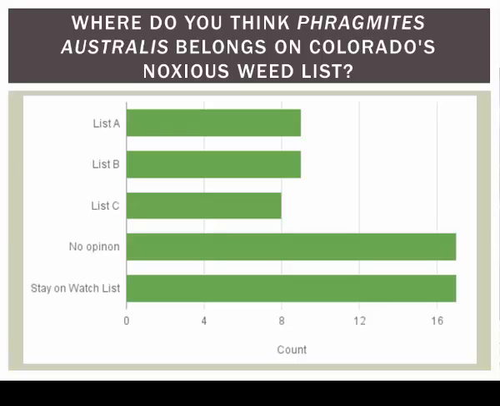List C is, we focus on biocontrol agents and things like that because whether or not it's worth putting time and effort on the ground to get rid of those species is kind of questionable at this state. Those species tend to be pretty widespread. There were a lot of people that said they didn't have any opinion, and then a lot said to stay on the watch list. So here again, you can kind of see people are really all over the place in terms of how to manage this species or how they think the state should manage the species.